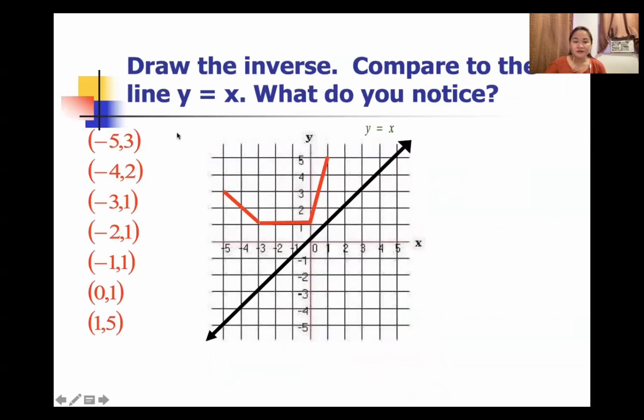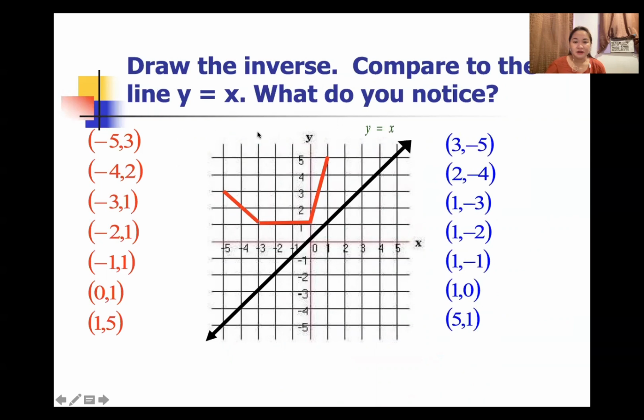So when you draw the inverse, change x and y. So it becomes like this.